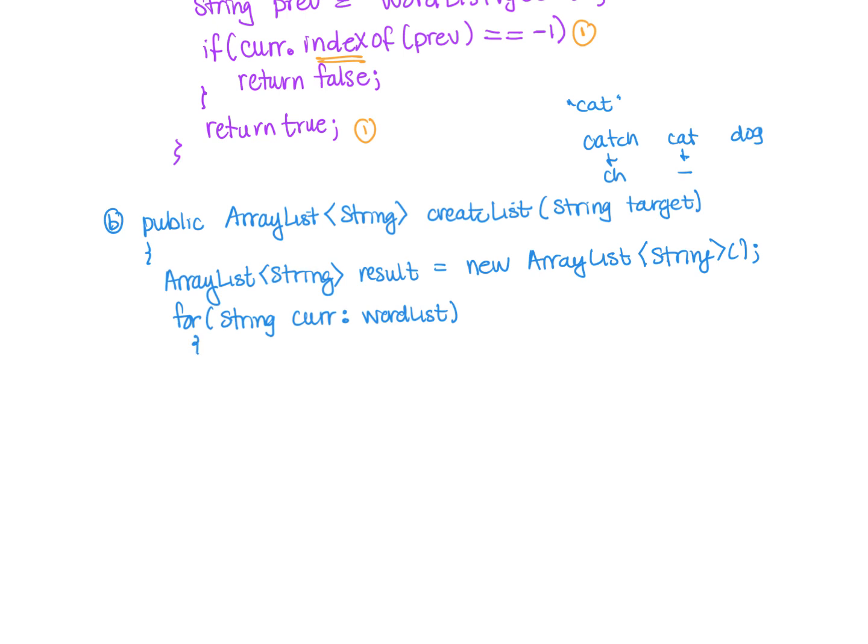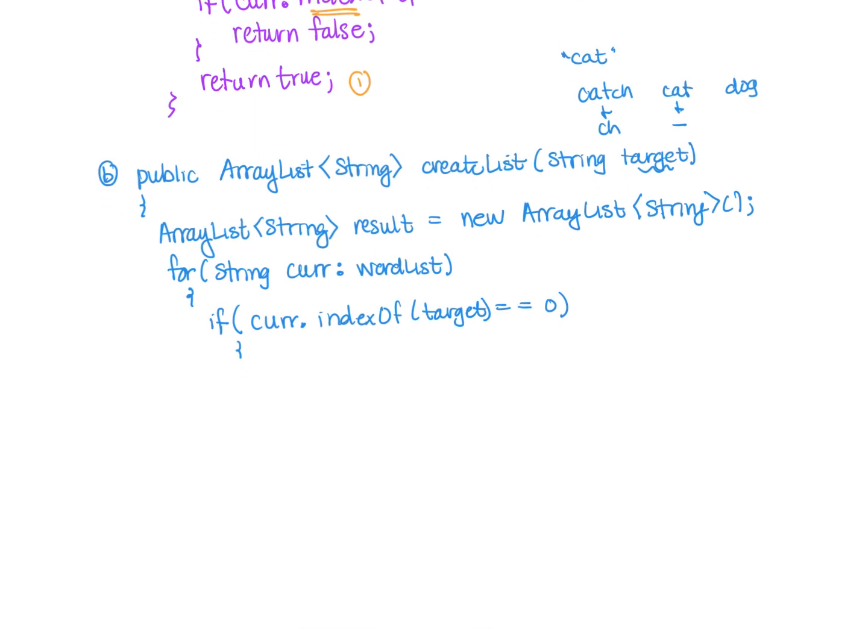and we're going to ask ourselves if it's at the very beginning. So we're going to say if our current word dot indexOf the target that we passed in, equals 0, then we know that it's contained at the very beginning. So that means we're going to create the new string that's going to be a substring and then add it to our ArrayList.